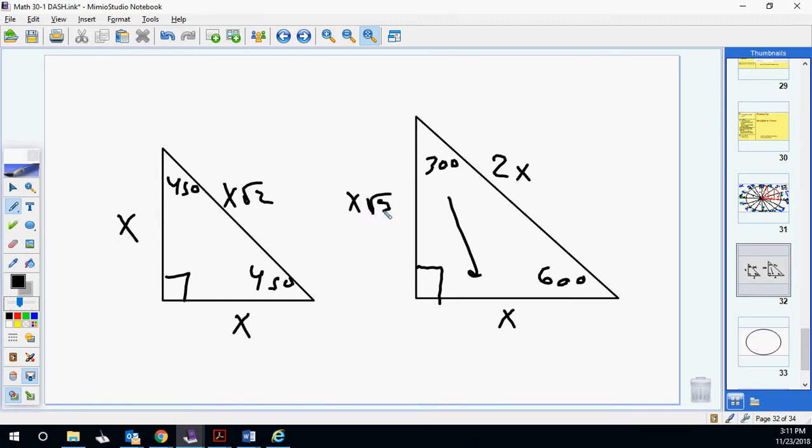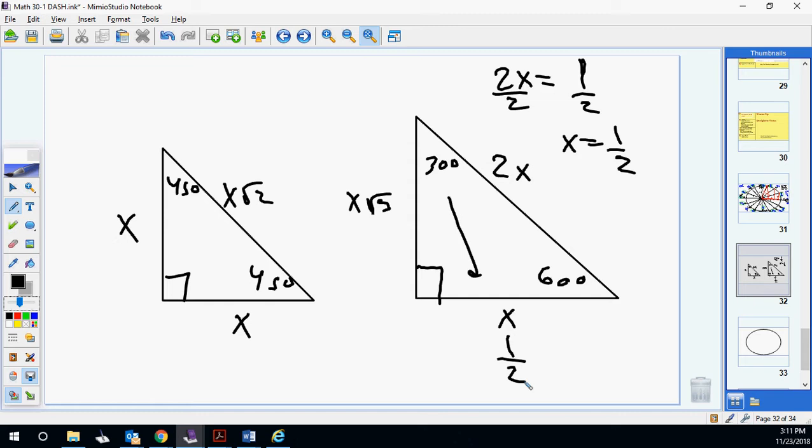So we know what the hypotenuse is. The hypotenuse, 2x, equals 1. So then what does x equal? Well, x equals 1/2. So 1/2 is this piece. Just solve for x in terms of the pattern for special triangles within the unit circles.